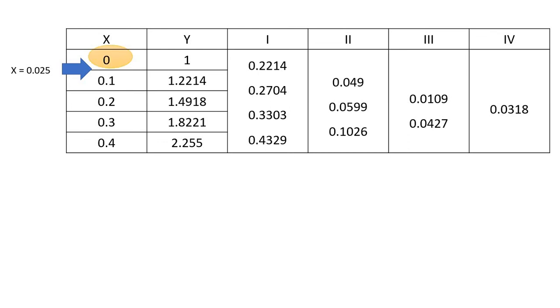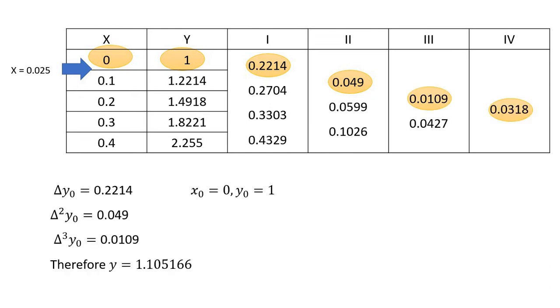And these are x0, y0, delta y0, delta square y0, delta cube y0, delta raised to 4 y0. Okay, now use these values in our forward interpolation formula. We get the answer as 1.105166. We can find out p using this formula.